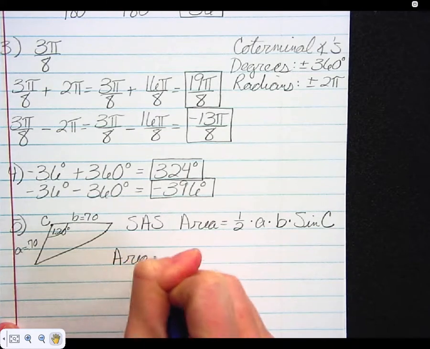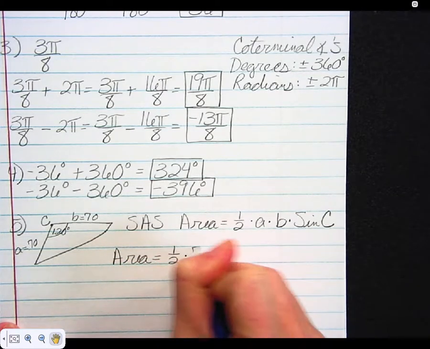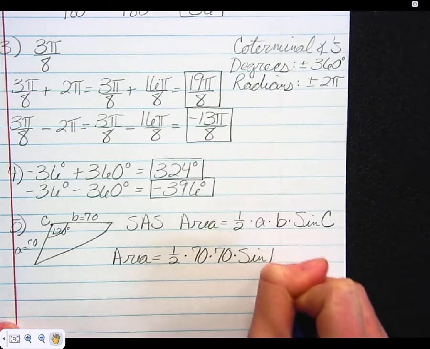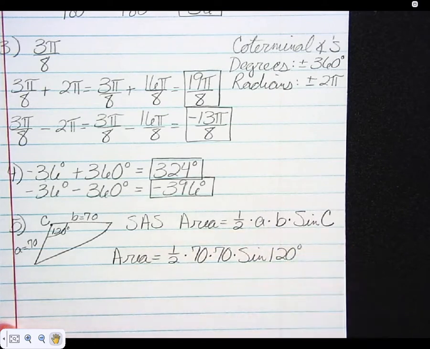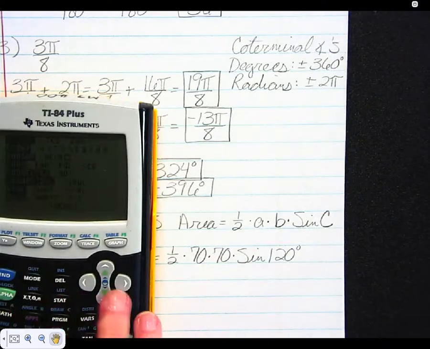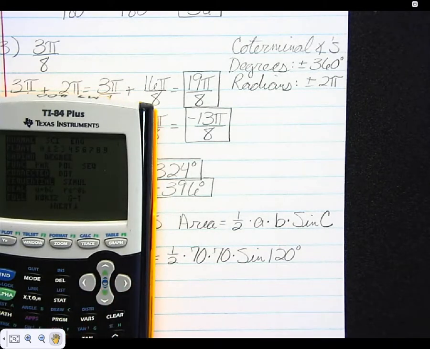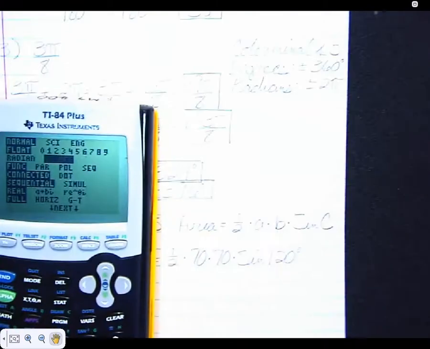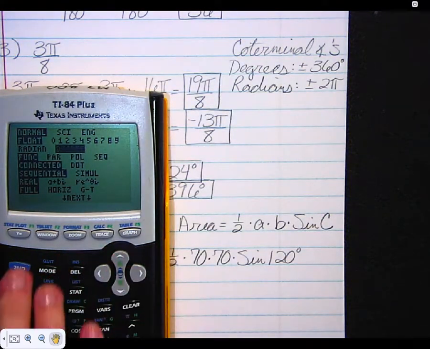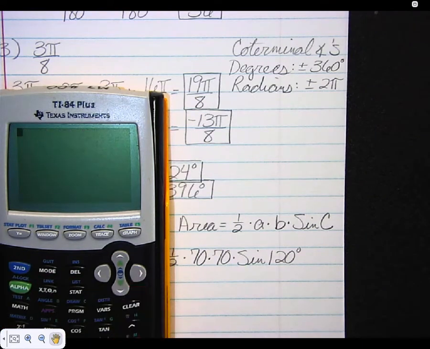So my area then is going to be 1/2 of 70 times 70 times the sine of 120. Now notice that they gave us that angle in degrees, and so let's check and make sure that your calculator's in degree mode first. That's very important. Mine's in radians. Let me switch over to degrees real quick. I'm going to push mode and then move over to degrees, and then I'm going to press second quit to get back out of that screen. And so I'm going to put into my calculator 0.5, so 1/2 times 70 times 70 times the sine of my 120 degrees.